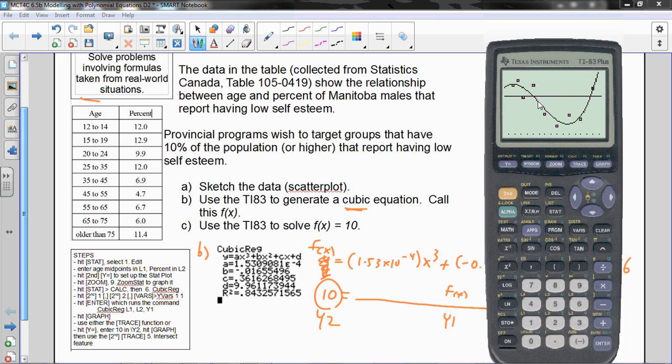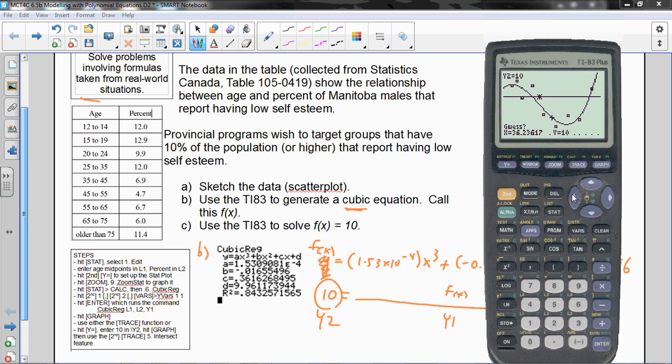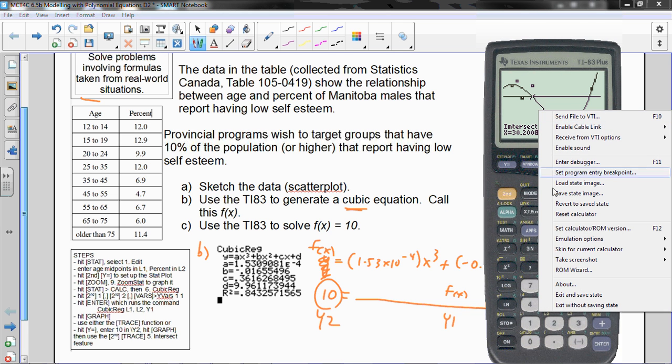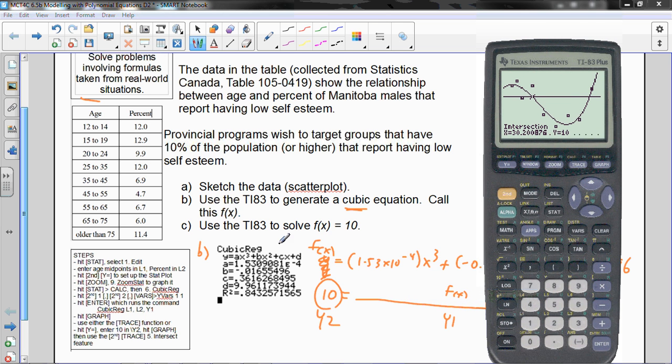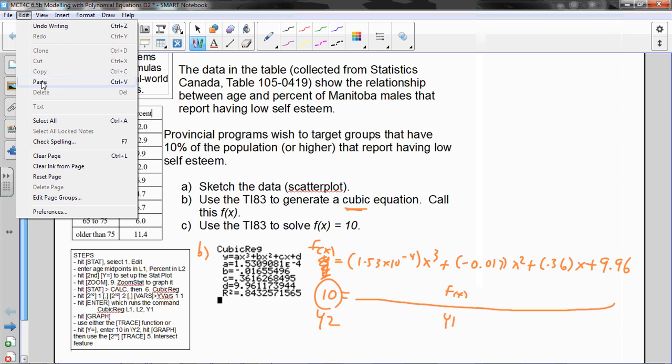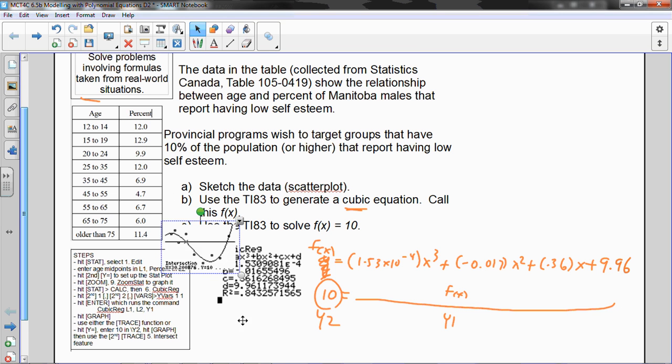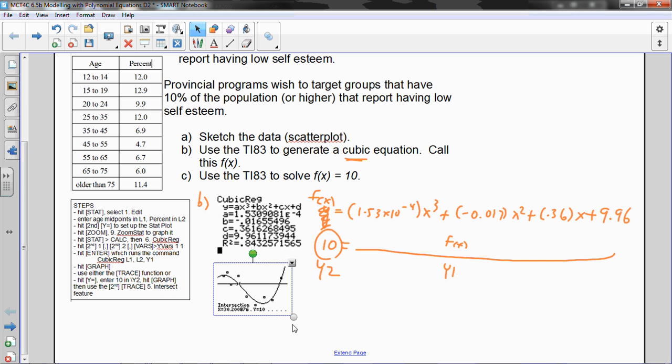low self-esteem. So the question is, now, how do I solve this? I want to know that point and that point, don't I? So I'm going to do that. Use the calculator, find the intersection of the model that was generated by the regression function and the line that represents 10%. And the guess is here. All right, now I'm going to copy this. And you can draw a sketch of this yourself, please and thank you. That tells me this point.